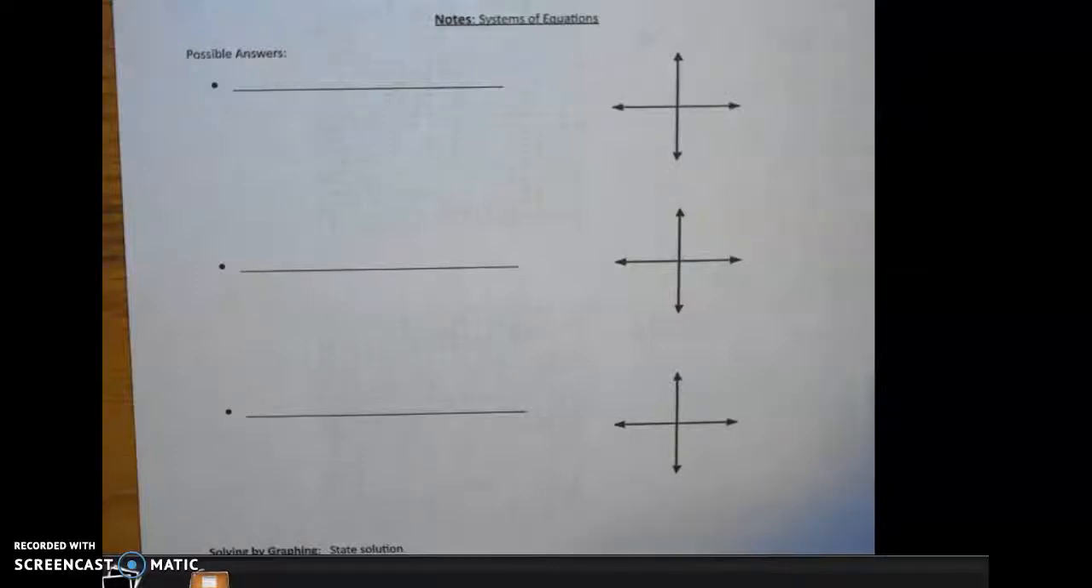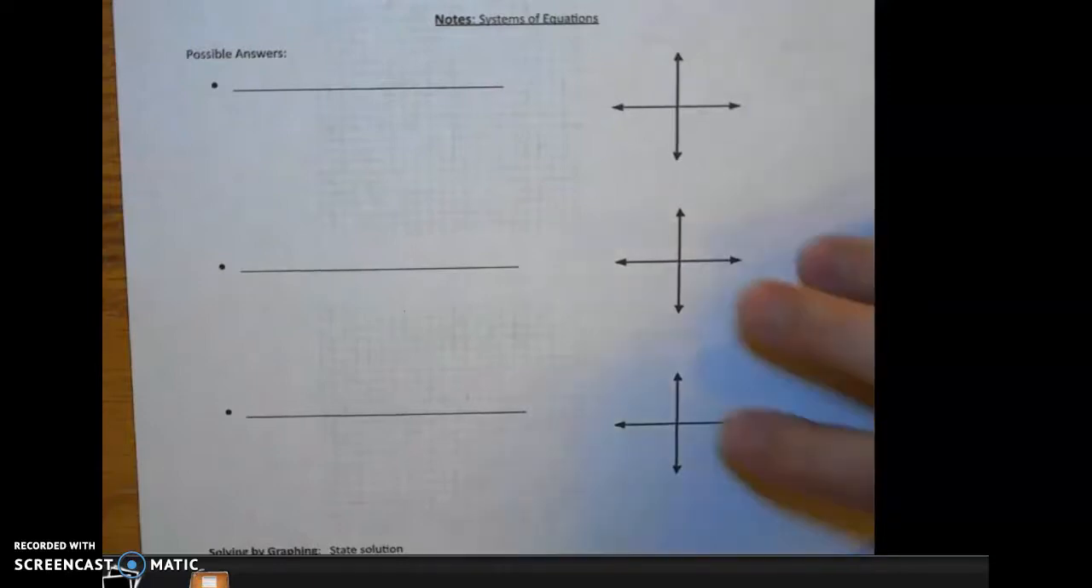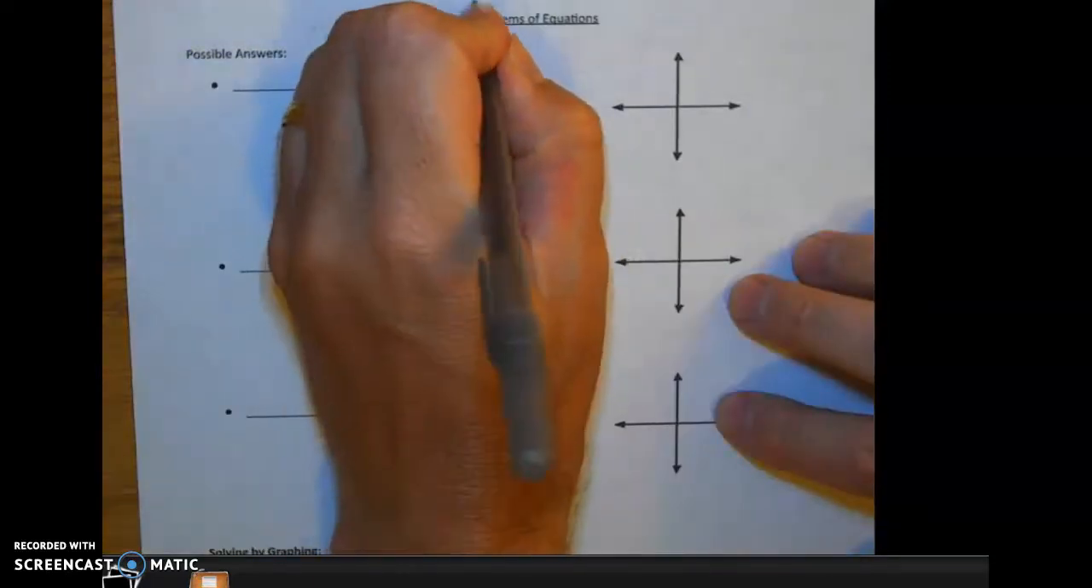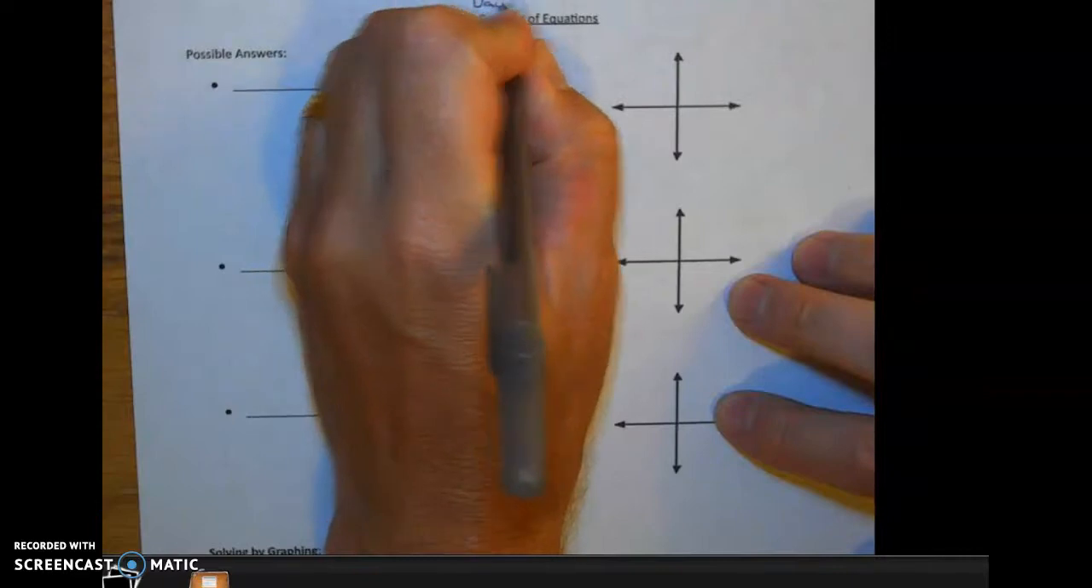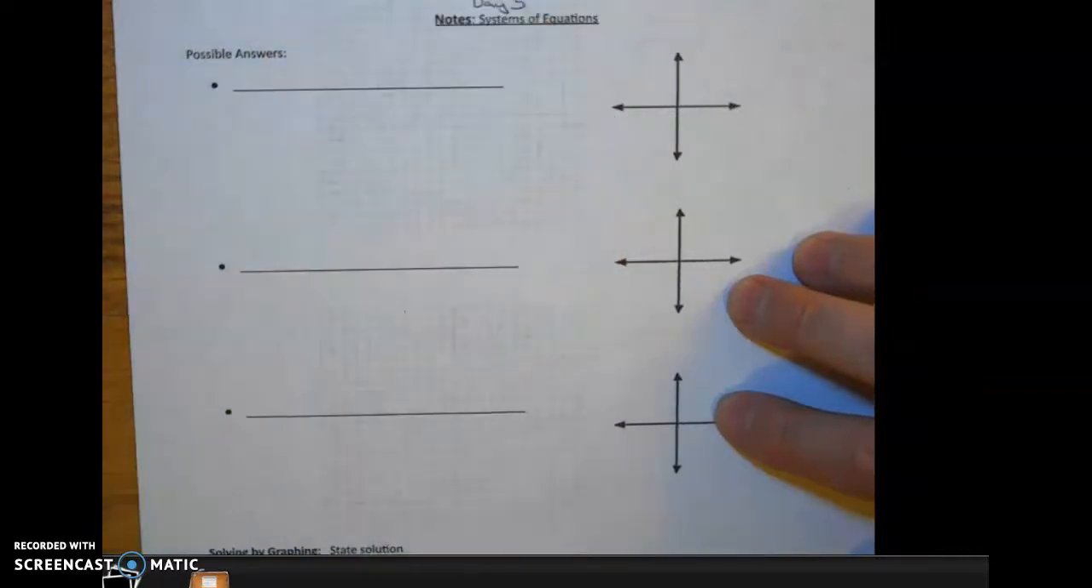Hey Math Models class. Today we're going to be looking at systems of equations. We should be on day 5. You're doing a great job.